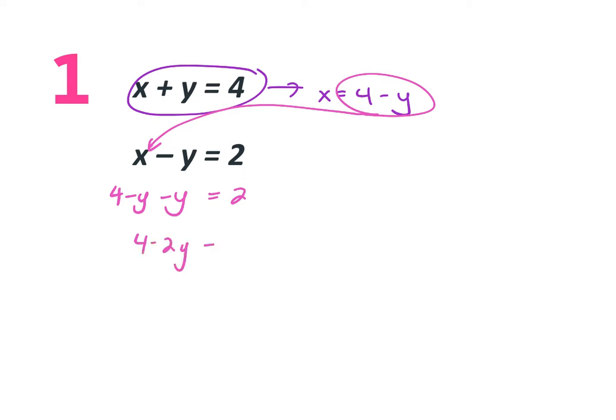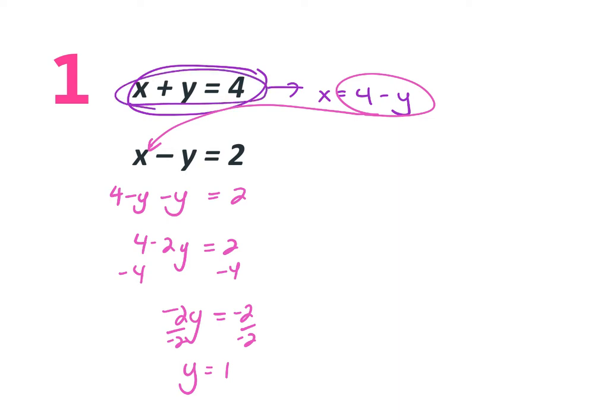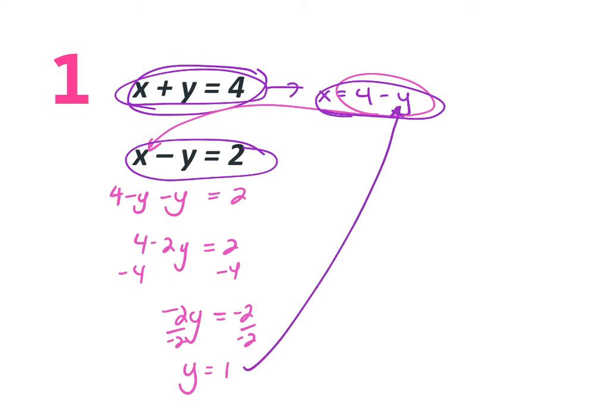4 minus 2y equals 2. Subtract the 4. Negative 2y equals negative 2. And then divide by negative 2. And y is 1. So that's the first part. And then I want to take that and plug it back in. And you've got choices. You can either plug it back into the original equations, either one, or you could plug it back into the equation you already solved for that other variable. Usually that's probably the easiest. So I'm going to plug it back in there. x equals 4 minus 1, and x would equal 3. And then my answer is (3, 1) in order x, y.